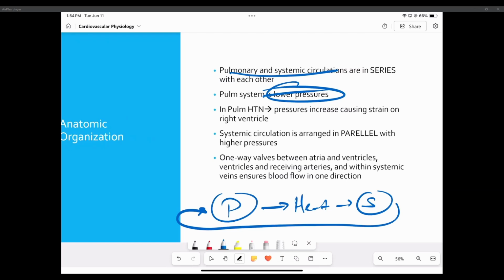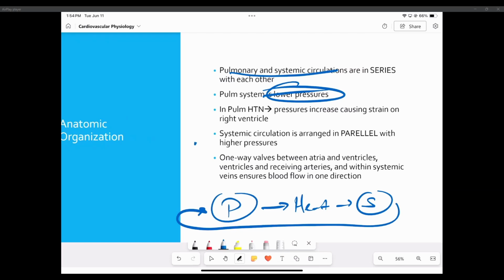What is a blood pressure? What's a normal blood pressure? 120 over 80. That is the left side pressure. That's the pressure generated by the left ventricle. Very high pressures. The pulmonary side, it's a lot lower, like 40 over 20, 40 over 5. Very, very low pressures on the pulmonary side.